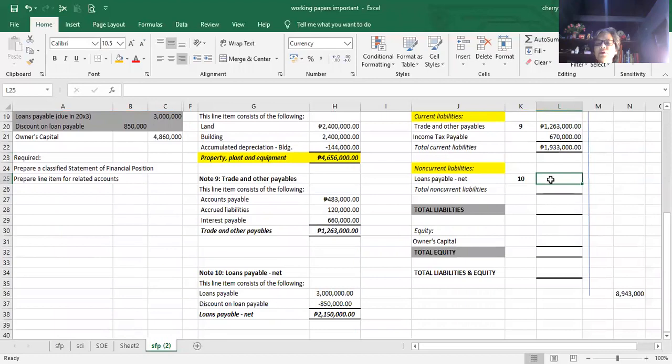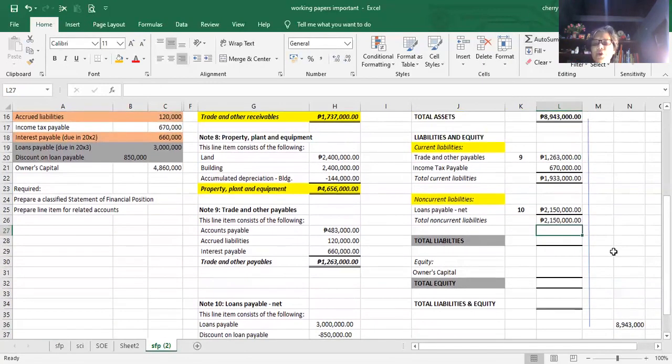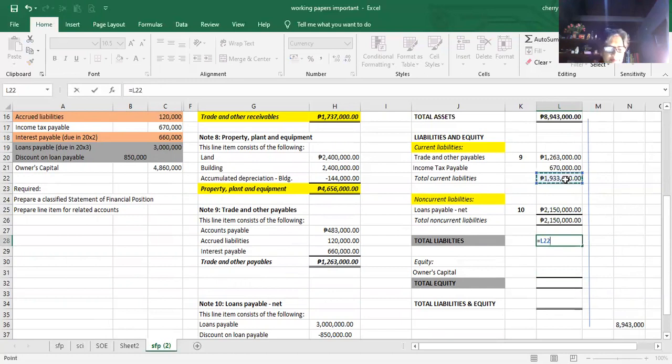How about non-current liabilities for item 10? Note 10. So how much? We got 2,150,000, right? So equals 2,150,000. Enter. And then you're going to get the total. In order to get the total liabilities, you're going to add the total current liabilities and total non-current liabilities. How do you do that? So equals this one, which is 1.9 something, and then shift plus, and then this one, L26, then enter. Remember that the cursor should be on the total liabilities.